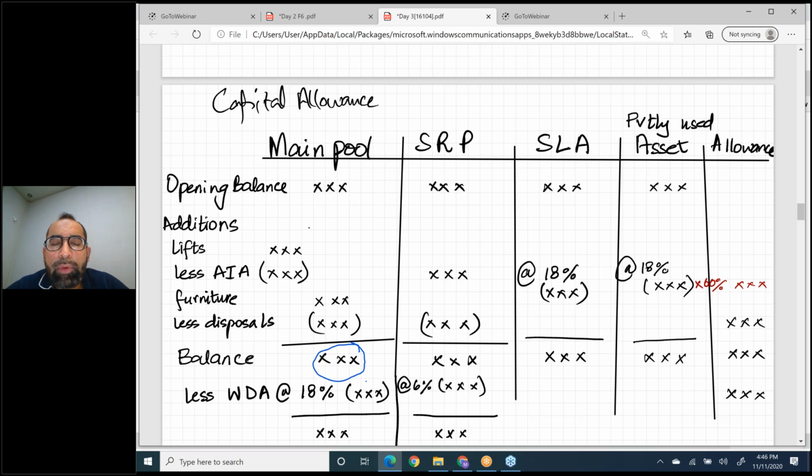Now, the question is, what is the depreciation method we are following here? It's the reducing balance method. If you remember the accounting rules, we are applying a percentage on NBV. So this is basically the reducing balance method.